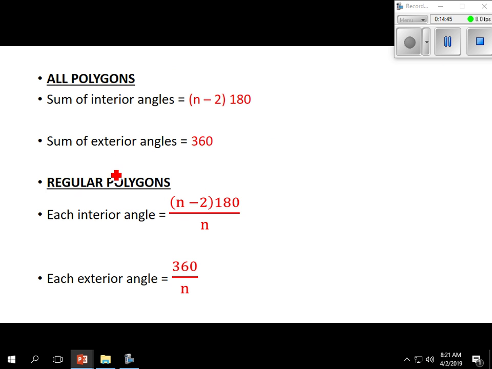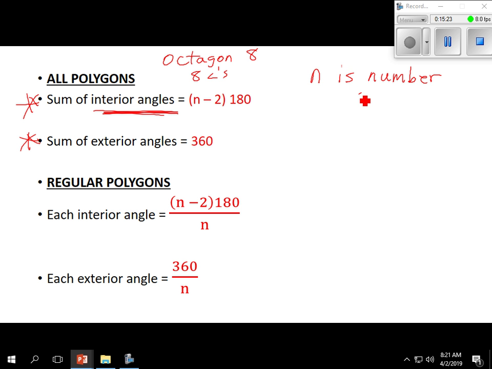For all polygons, these are formulas for all polygons, and these are very, very important. The sum of all the interior angles, and this is not just for four-sided polygons, but five-sided polygons, six-sided polygons, seven-sided, eight-sided, and so on. Any polygon, the sum of all the interior angles. So if we've got an octagon that has 8 sides, then it's going to have 8 angles. N here stands for the number of sides. N is the number of sides in the shape.